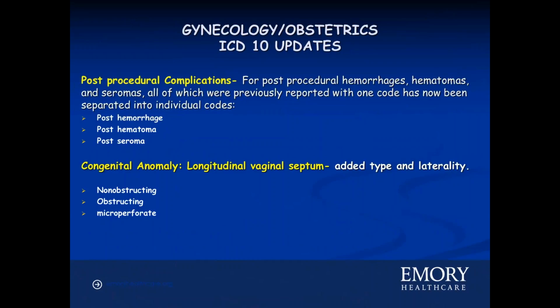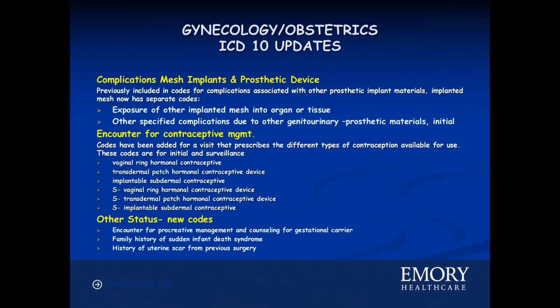Post-procedural complications. For post-procedural hemorrhage, hematomas, and seromas, all of which were previously reported with 1 code, has now been separated into their own individual codes. Congenital anomalies have been added to include type and laterality. Complications for mesh implants and prosthetic device, previously included in codes for complications associated with other prosthetic implant materials, implant mesh has separated into their own codes.